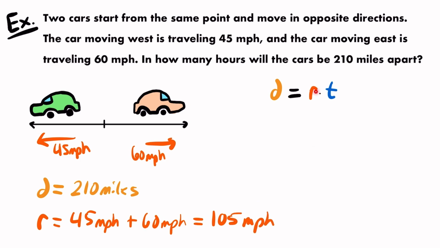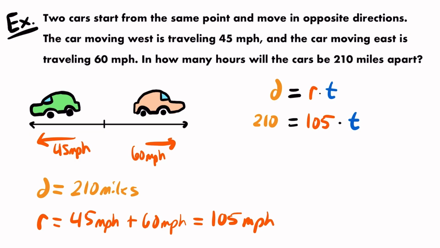So now we can set up this equation and solve for the value of t, the amount of hours that it will take for the two cars to be 210 miles apart. So let's set it up. The distance d is 210, so we have 210 is equal to the rate r, the rate at which that distance is changing, which we have determined is 105 miles per hour. So we'll have 105 multiplied by t.